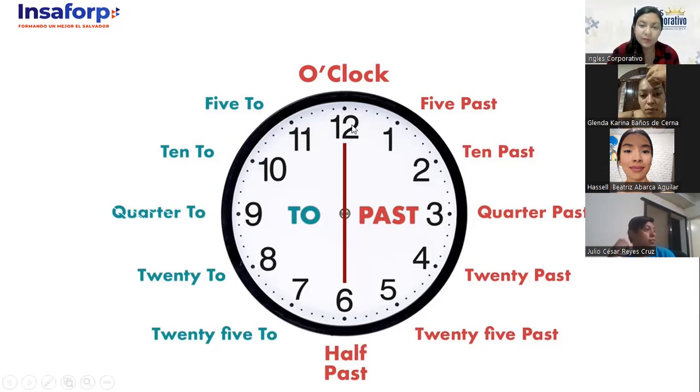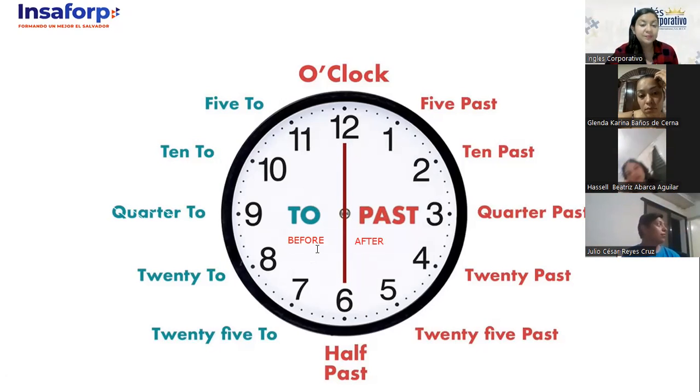On this side we say past, or we can say after. Las dos maneras son correctas. Past or after. And on the other side, we can use to or before. What does before mean? Before, antes. And after means? Después. The same with past and to. So remember that here we have 5 minutes of difference.